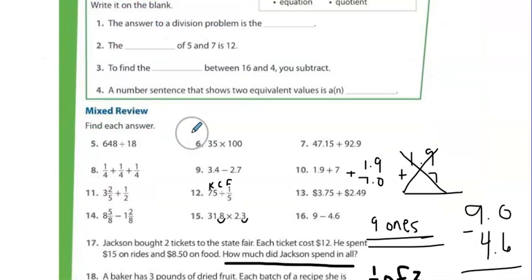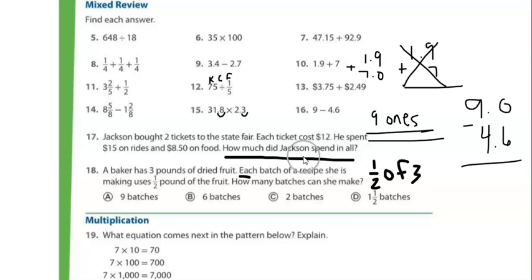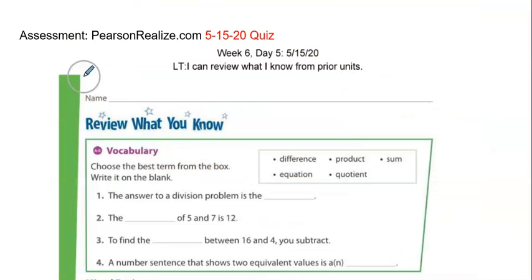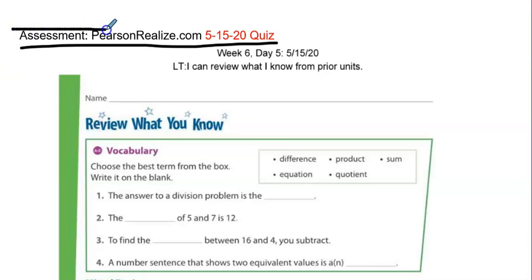All right, so today, since your assignment is a little bit less, and then you also have this fluency game, you're going to be going to Pearson Realize and completing the 5, 15, 20 quiz. So this is super important. You want to make sure that you get on Pearson Realize today and you complete this quiz.